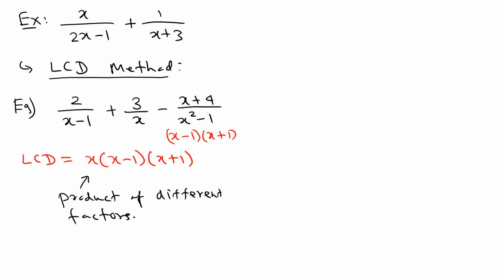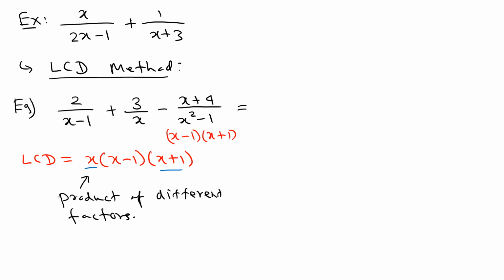So when you have the product of different factors, you're going to create the LCD. Now what we're going to do is multiply each expression. We compare the denominator with the LCD and multiply by the missing terms. For example, the first one, the denominator is x minus 1. So what is missing is x and x plus 1. We only multiply the numerator by the missing terms. That's the shortcut.